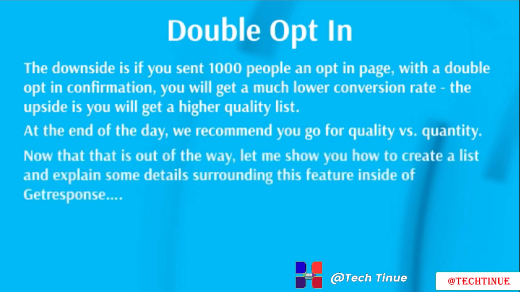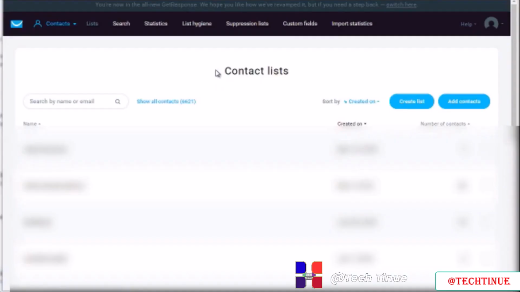So now that that is out of the way and we've talked about the fundamentals and some advanced strategies, let me show you how to create a list within GetResponse and explain some details surrounding this feature. Okay, so as far as creating a list, it's actually very, very easy to do once you understand how everything is laid out. So even though it might take me about 5 or so minutes to teach you, once you get a hang of this and once you start creating a list after list after list, it'll actually be easy.